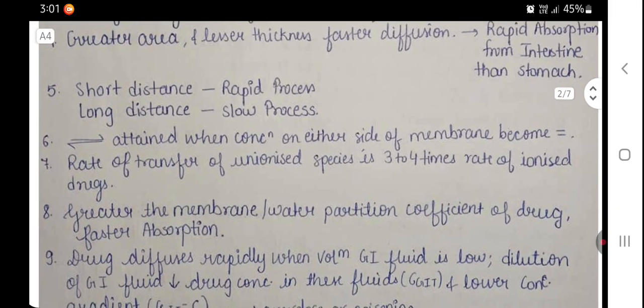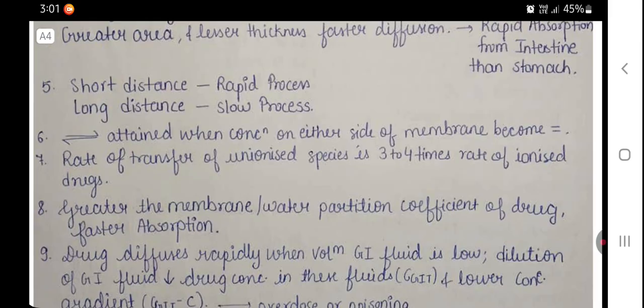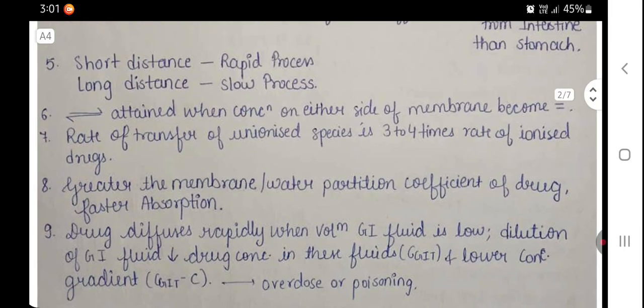हो जाएगा. इक्विलिब्रियम अटेंड when the concentration on either side of the membrane becomes equal. Rate of इसमें क्या होता है, the drugs which can exist in both ionized and unionized forms approach equilibrium primarily by the transfer of unionized species. The rate of unionized species is 3 to 4 times the rate of ionized drugs.